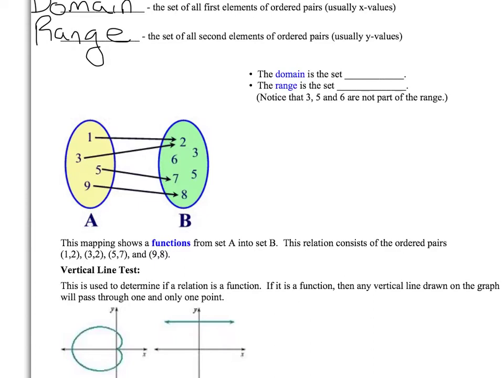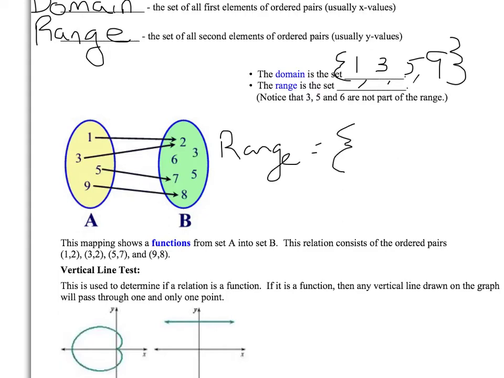The domain in this particular set is, and this is how we write it, sorry, that's supposed to be a bracket, {1, 3, 5, 9}. And close your bracket. The range, I'm going to write it below. The range are the elements in set B. However, it's only the elements that are used. So the range is just the 2, the 7, and the 8, because those are the only ones that have an arrow pointing to it.